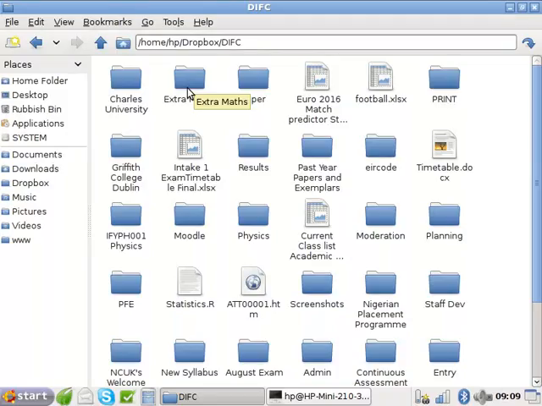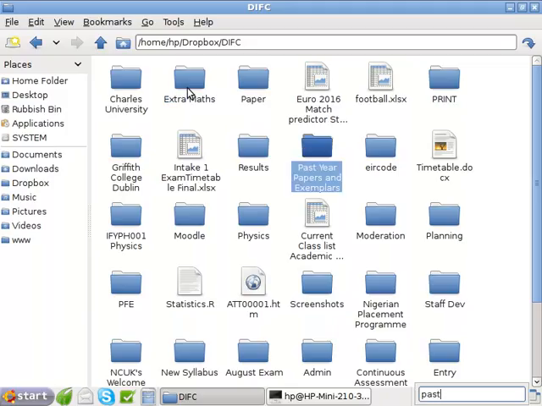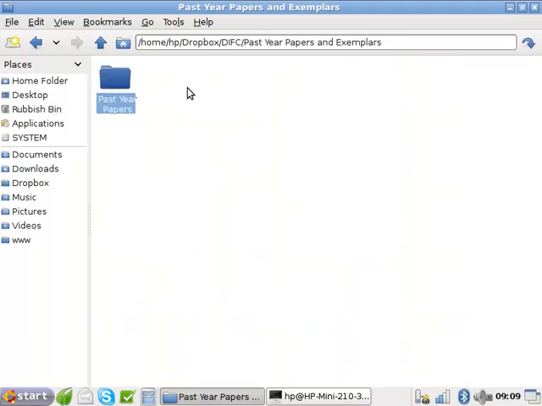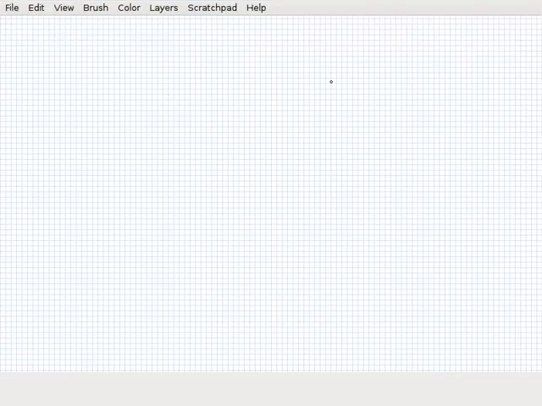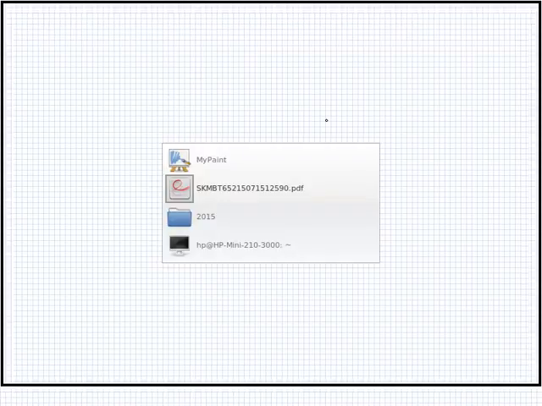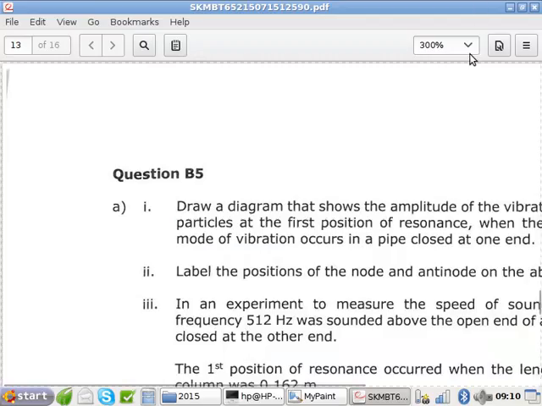Where do you want to sit? We have to do B5 first. Yeah. B5, here we go.